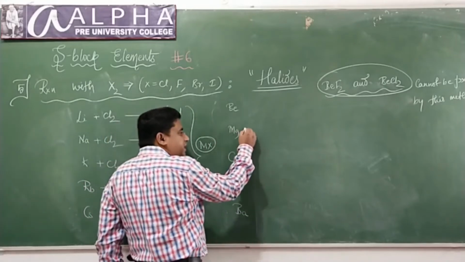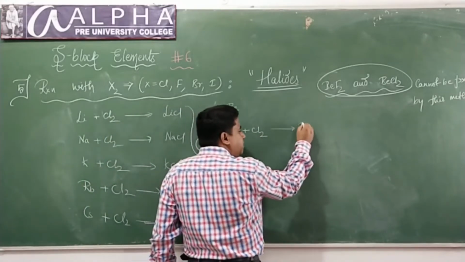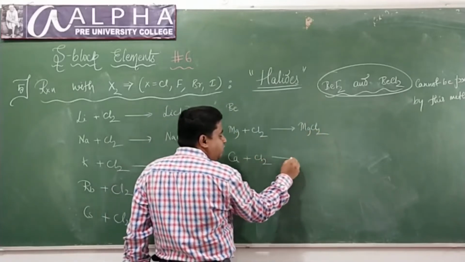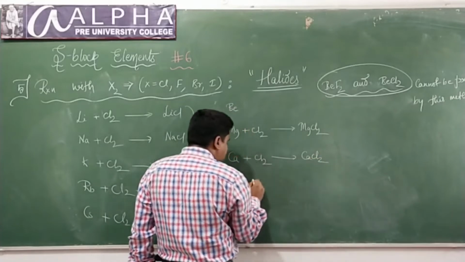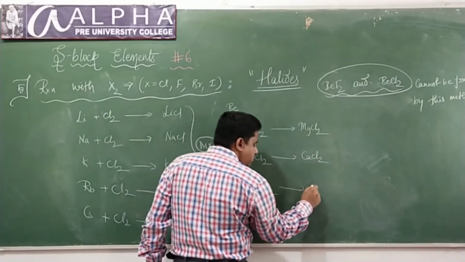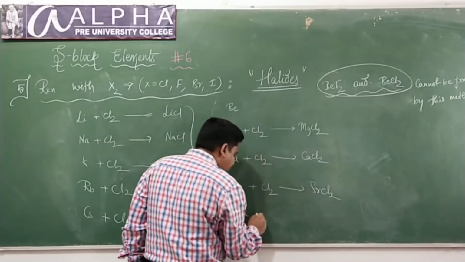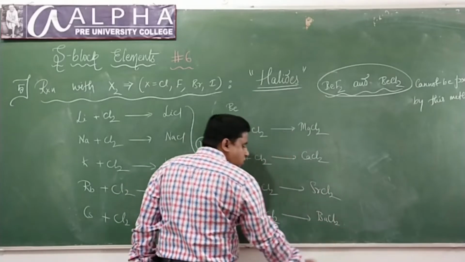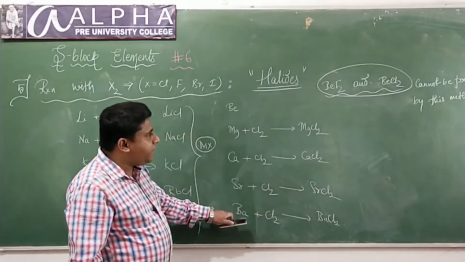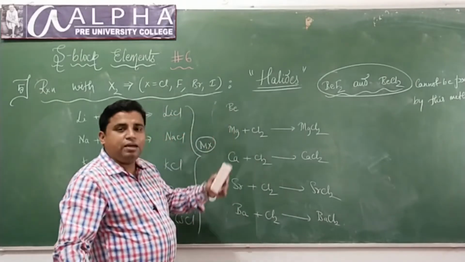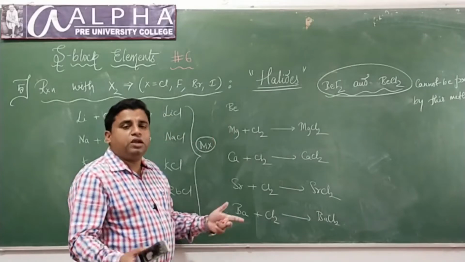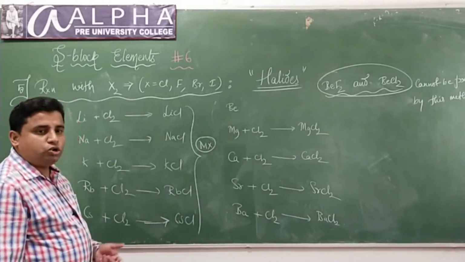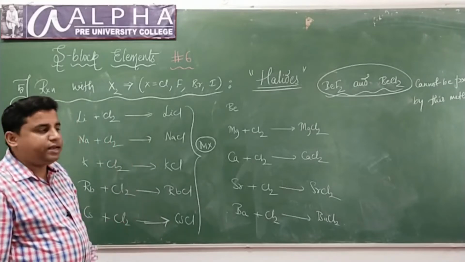For example, when magnesium reacts with chlorine, it forms what? Magnesium chloride. When calcium reacts with chlorine, it forms calcium chloride. Strontium reacts with chlorine, it forms strontium chloride. Barium reacts with chlorine, it forms barium chloride. But we cannot prepare beryllium fluoride and beryllium chloride by this method. Then what else are we supposed to do to prepare beryllium fluoride and beryllium chloride?